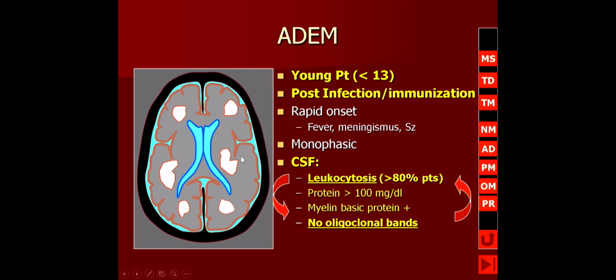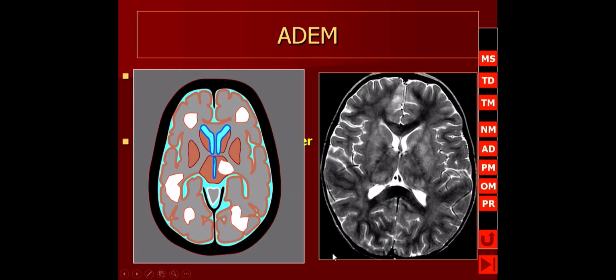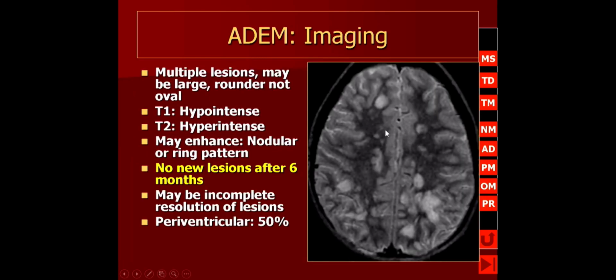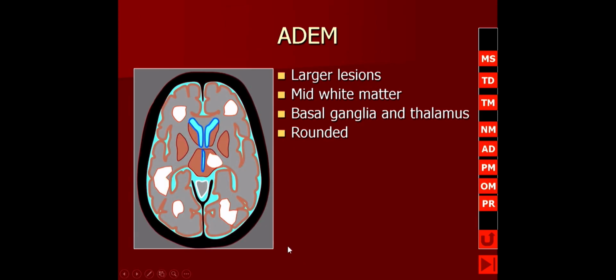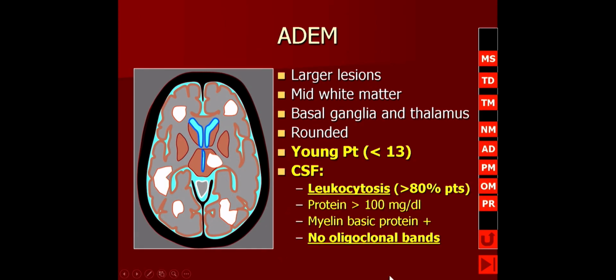So cartoon-like, we have larger lesions. They tend to be more peripheral. They tend to be a little bit geographic. They involve the gray matter of the thalamus here as well as involving the white matter. Again, rounded lesions, more peripheral. They can enhance like any inflammatory demyelinating disease. They can involve the gray matter of the basal ganglia and the thalamus. Very important to keep in mind.